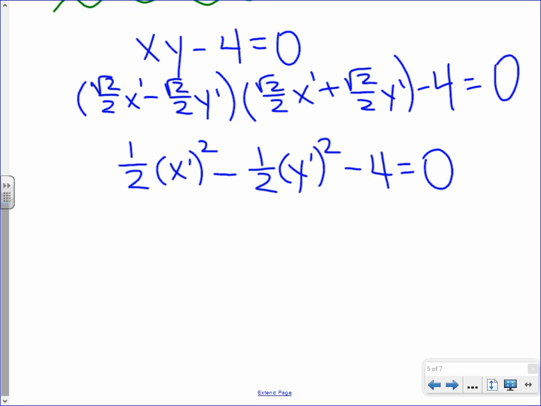Not always will x and y be a difference of squares. This is happening because our angle is pi over 4. It made it nice. But you'll need to be careful and really watch your algebra.